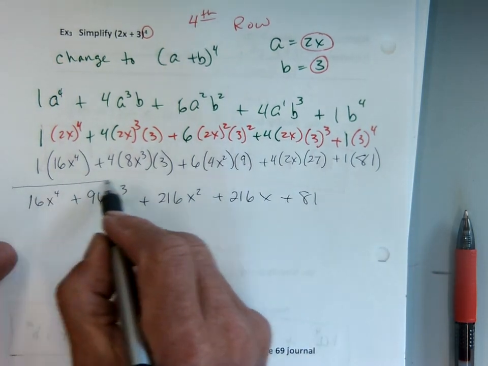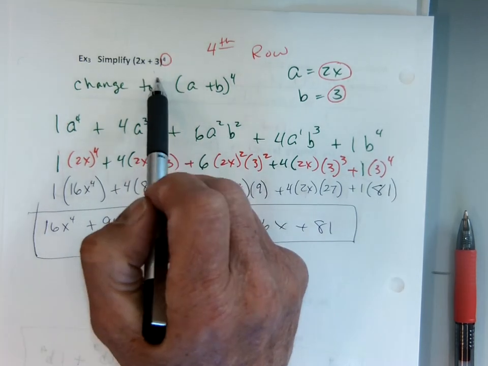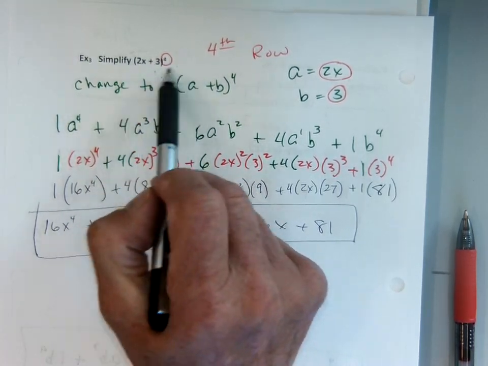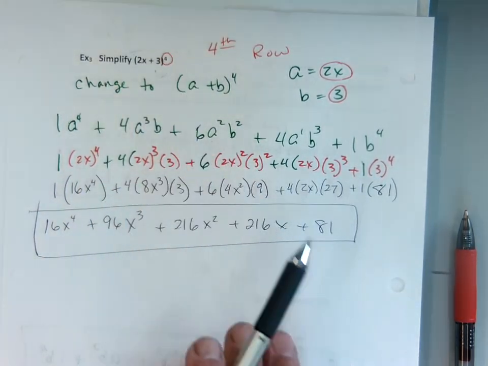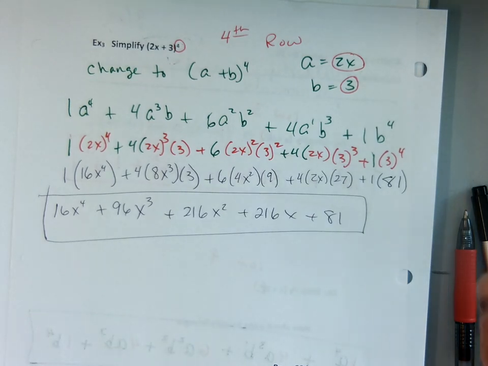Now that seemed like a lot of work. However, it is a lot less work than writing this out 4 times and multiply, multiply, multiply, okay? All right, what do you think? Okay, it's a lot of work, but it's not as bad as doing it the other way. So, now, homework.